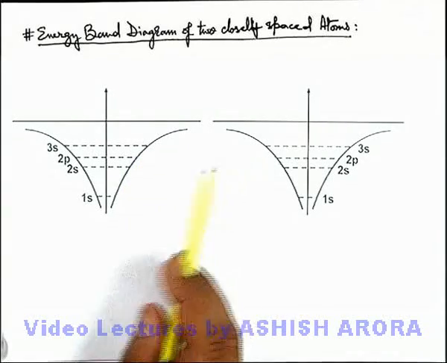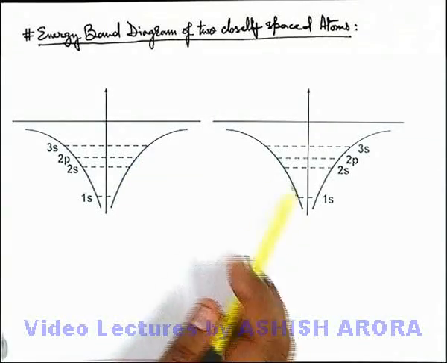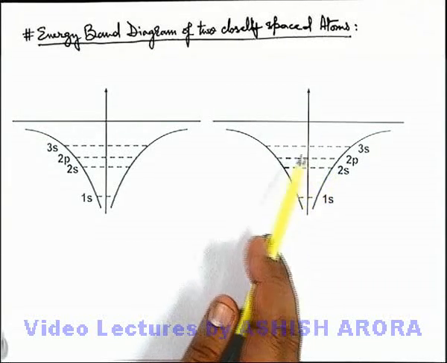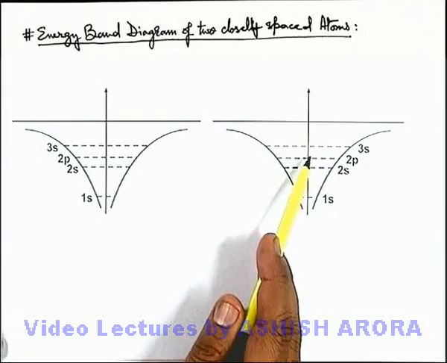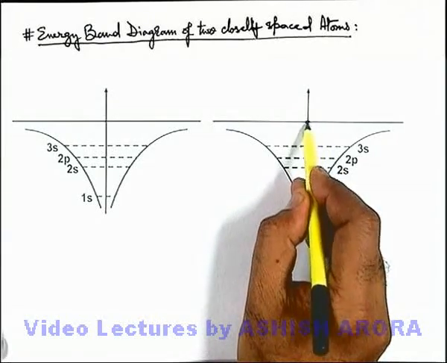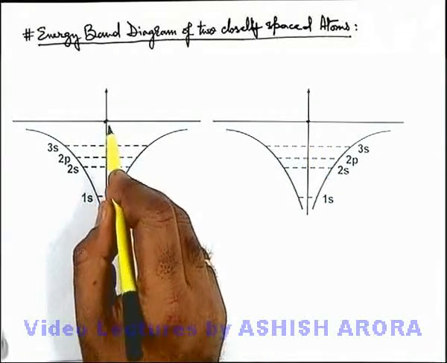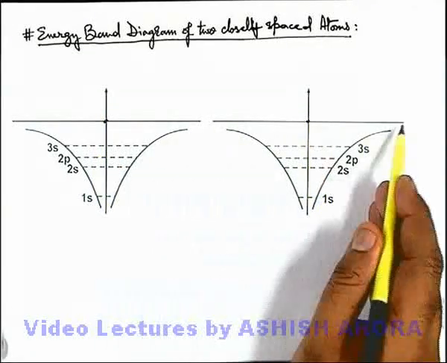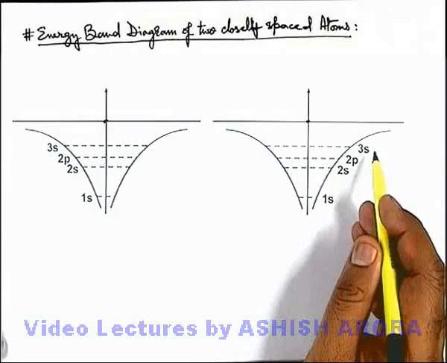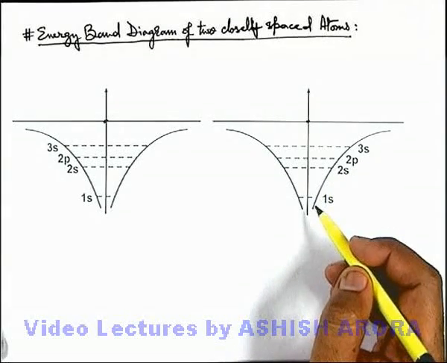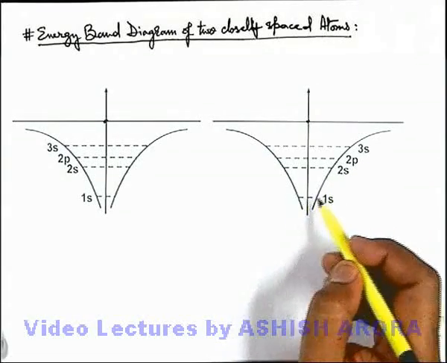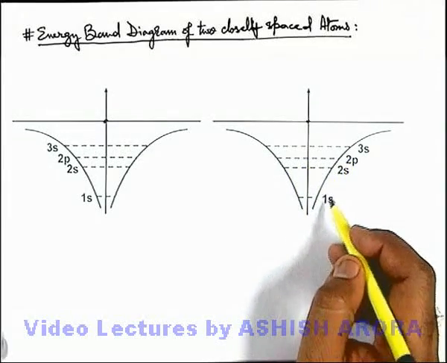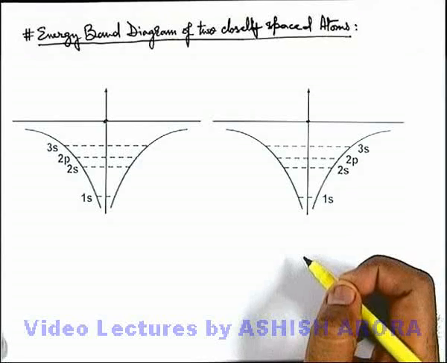That's why both of these curves are approximately rectangular hyperbolas, because these are almost in the influence of their individual nuclei, which are located at the center. So here the y-axis is representing potential energy, and along the x-axis we are talking about the distance of the electron from the center. Now these dotted lines here are representing energy levels for the orbitals 1s, 2s, 2p and 3s respectively.